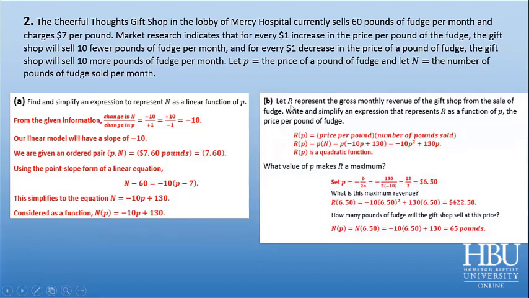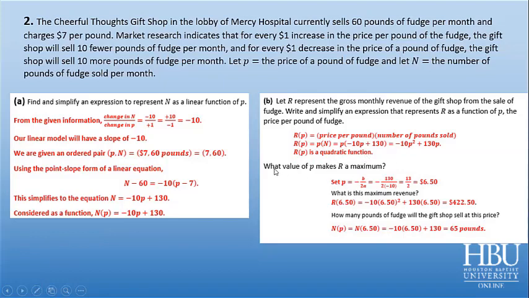Now, let's let R represent the gross monthly revenue of the gift shop from the sale of fudge. We want to write and simplify an expression that represents R as a function of P. The revenue is the price per pound times the number of pounds sold. So it's P multiplied by N, but N, we've just seen, is minus 10P plus 130. When I multiply that out, I get minus 10P squared plus 130P. So the revenue as a function of the price is a quadratic function.